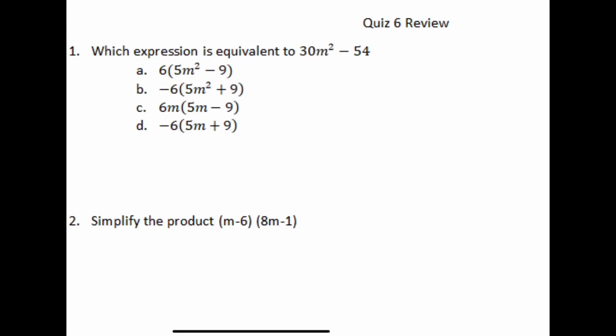One way to do number 1 is by factoring out a number. So what number goes into 30 but also 54? As we can see from the answers, it has to be 6. It can be either negative or positive. I'm going to put positive, that way I don't have to make my first number negative.